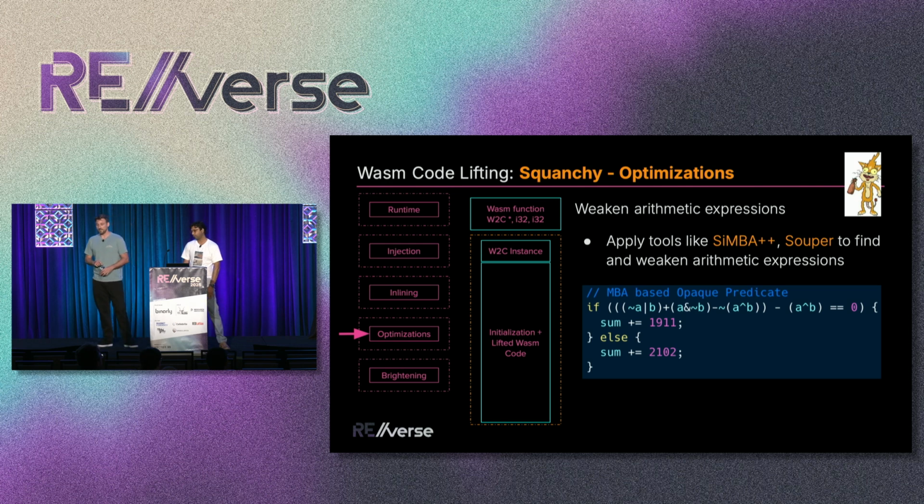Yeah. So next, we took care of the CFG. Let's start to weaken the arithmetic expressions. Here we have tools like Zimmer++ or Super that will help us. The tools will basically try to find those expressions, simplify them with one of the algorithms, and then reason about the outcome. Yeah?